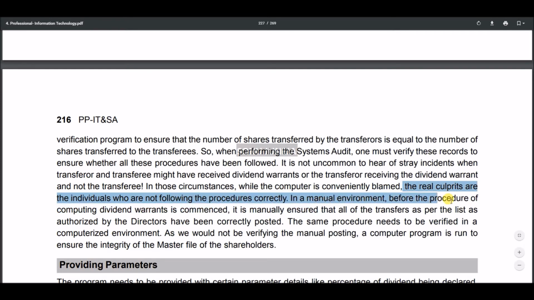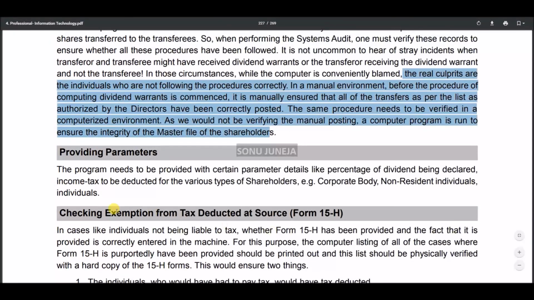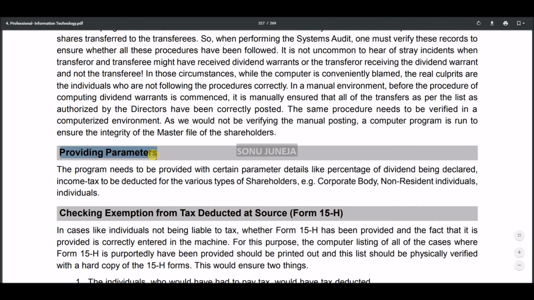In a manual environment, before the procedure of computer dividend warrants is commenced, the manual check ensures that all transfers as per the list authorized by the director have been correctly posted. So manual, again, it's easy. Computer, not a chance. Now the same procedure needs to be verified in a computerized environment, as we would not be verifying the manual posting. The computer system is to be run to ensure the integrity of the master file of the shareholders. Now then you have to provide the parameters.